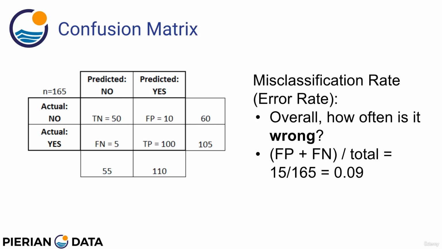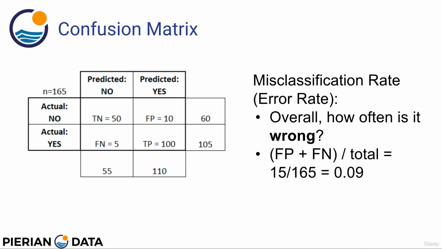Then we have the misclassification rate, which is answering the question, overall, how often is the model wrong? This is going to be calculated by the number of false positives plus the number of false negatives divided by the total. So that's 15 divided by 165. Overall, this is 9% error rate or misclassification rate.